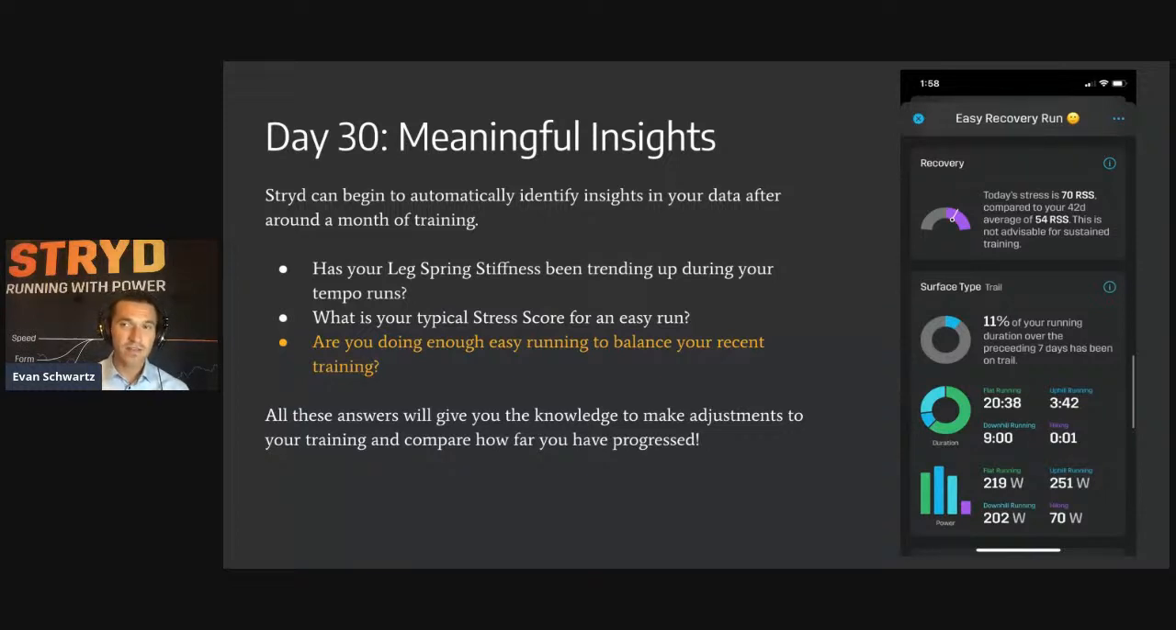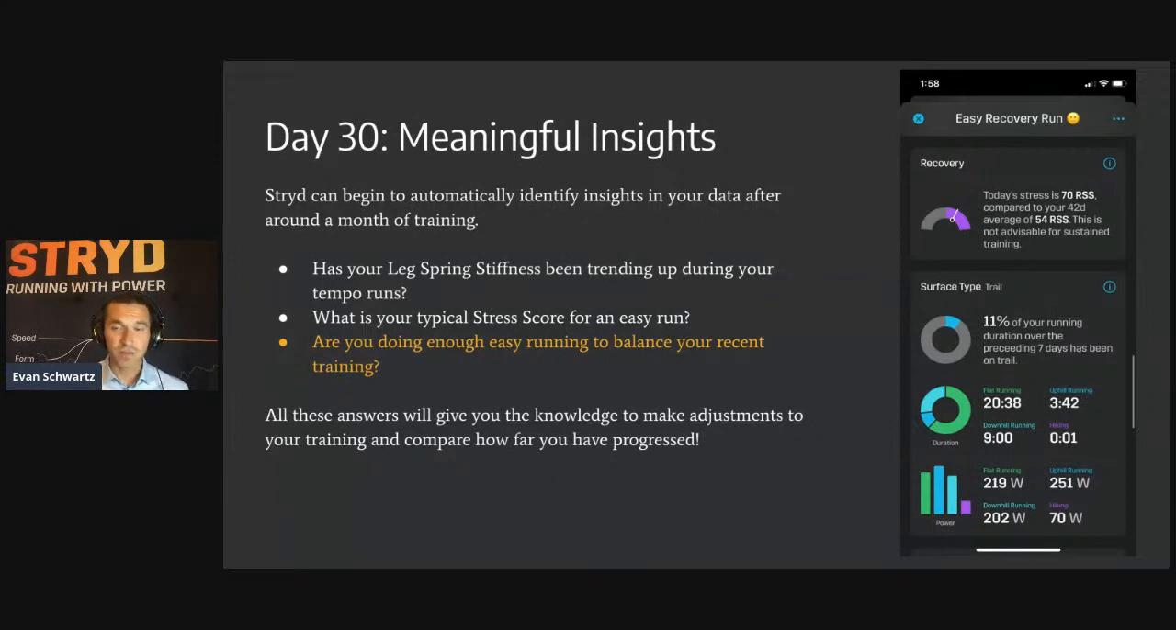The recovery insight shows me that on a day like this, the easy run was after a workout. So my total stress for that day was 70 running stress score compared to my 42-day average, which was 54. This is a little bit higher than would be advisable for normal sustained training.